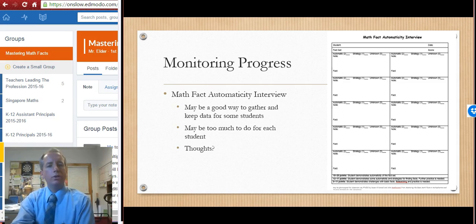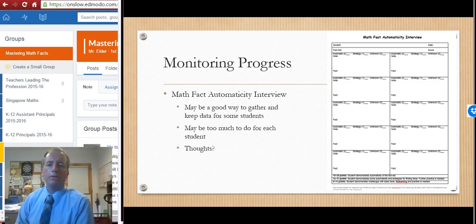When you're getting into students who are really struggling, you might want to explore the idea of doing an automaticity interview. This is a good way to keep some data on a student. Not necessarily a special needs student, but it may just be a slow learning student, or a student who just needs a little extra practice, and you want to have some good data to show week by week or every 2 weeks where the student is going.